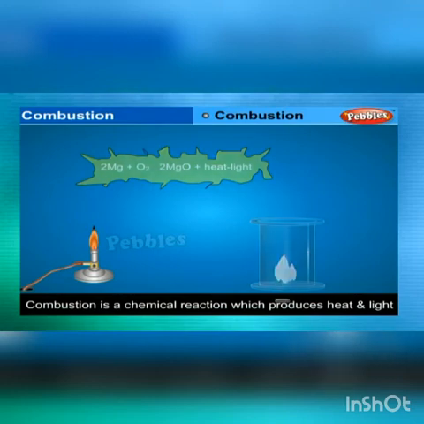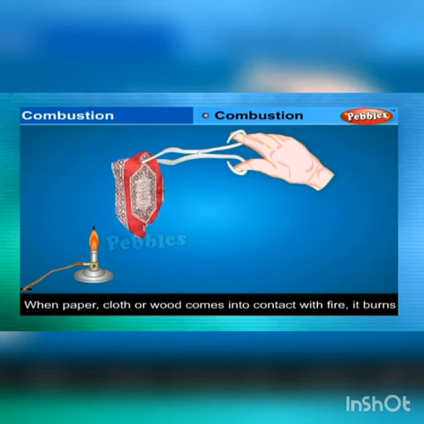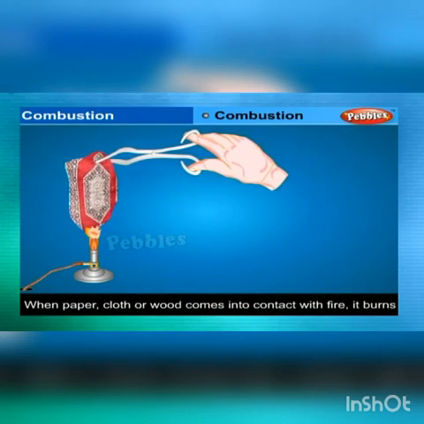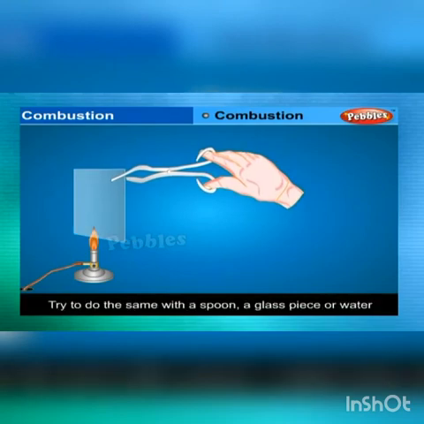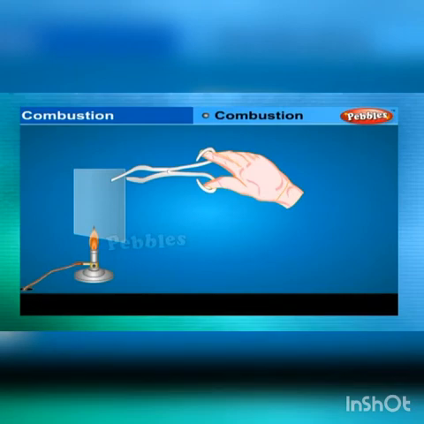Combustible substances. When paper, cloth, or wood comes into contact with fire, it burns. They are combustible. Try to do the same with a spoon, a glass piece, or water. They do not catch fire and hence are non-combustible. Substances which burn when brought into contact with fire are called combustible substances, and those which do not burn are said to be non-combustible.